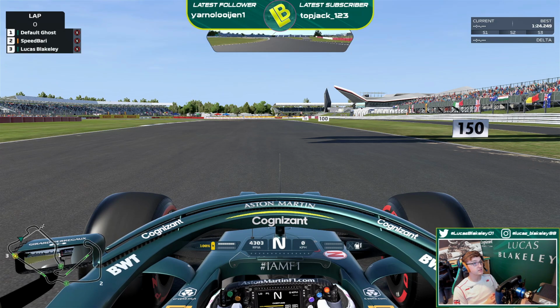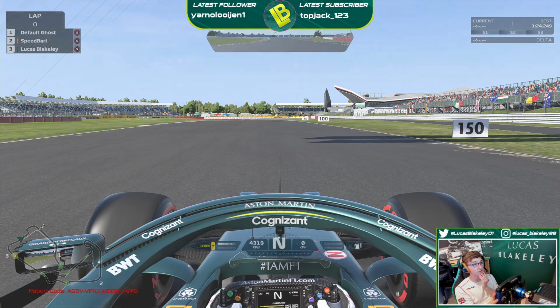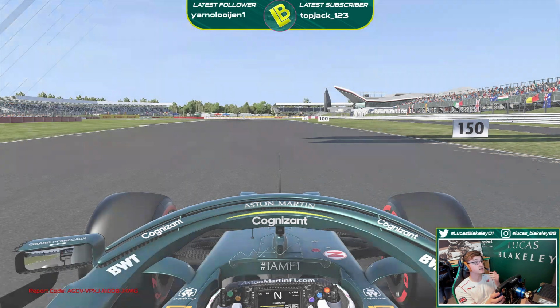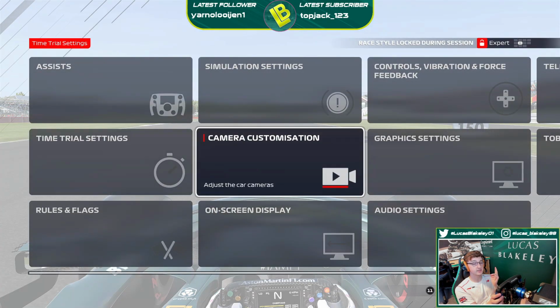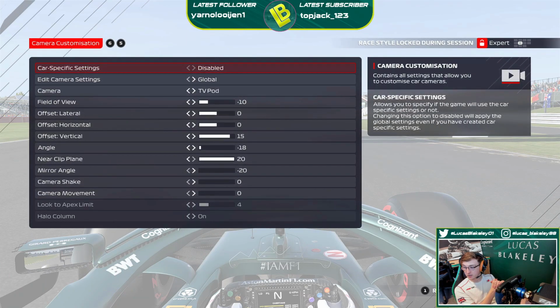For me it gives me enough to look at. I mean, you can see so much. Because I used to race in cockpit cam for so long, I only recently switched to TV pod this year. And without further ado, let's go into the settings and take a look at them. So we go to camera customization, and here they are. This is my F1 2021 camera settings.